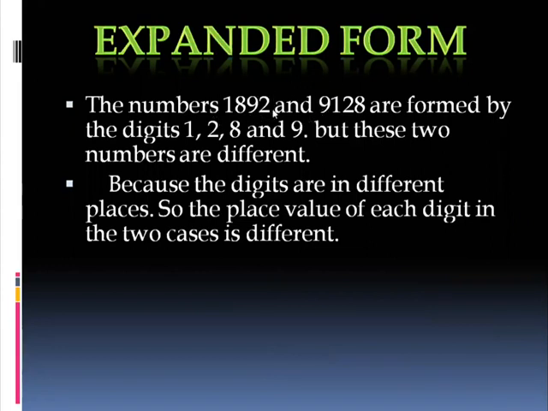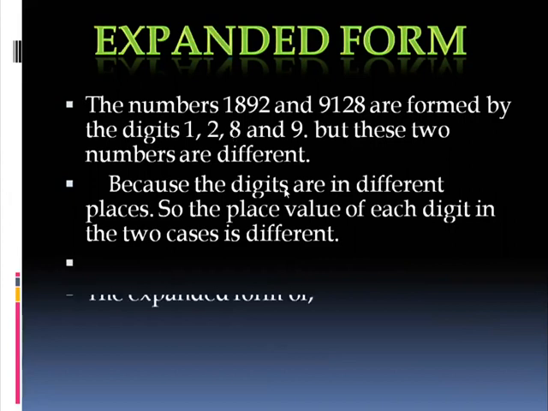Here the place value of 2 is 2, and here the place value of 2 is 20, right? Because 2 is in the tens place. So here the place value of 2 is 20, but here the place value of 2 is 2. So the place value of each digit in the two cases is different. So these two numbers are different, right?